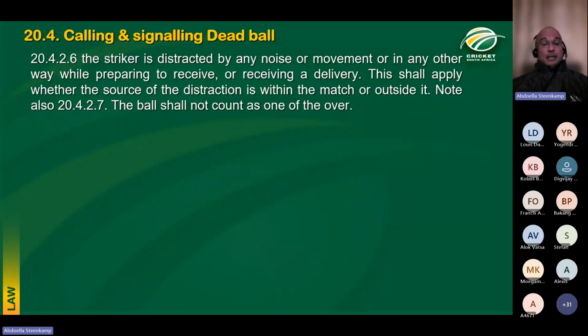Also, there are times where a striker can be distracted by any noise or movement while preparing to receive or receiving the delivery. There are some times where the bowler is running in and someone walks across the sight screen. The striker in those instances is then distracted, it can happen. The umpire is to call and signal dead ball.